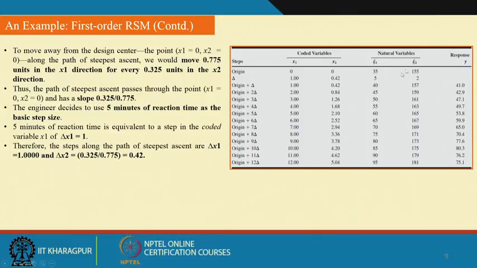So, what will be the step size? If you want to find the step size for x 1, you have to go to the natural values, where 35 is the starting point. Now, from process knowledge, you have to find out whether the next experiment you will conduct at 35 plus 5, or 35 plus delta x 1 basically. Through process knowledge, it is 5. So, that means delta x 1 is 5. If delta x 1 is 5, then what will be the delta x 2 value? That will be guided by the regression coefficient.